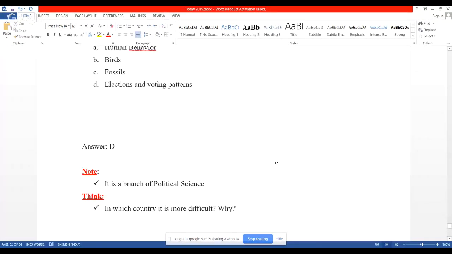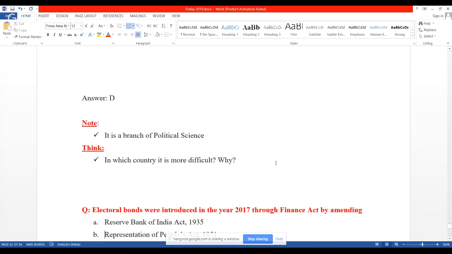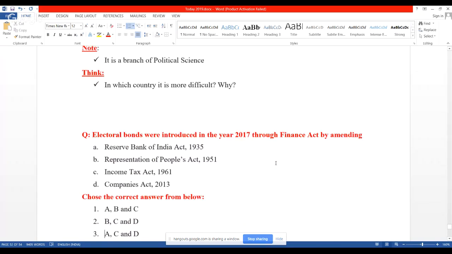In which country is it more difficult, and why? So in countries like India, where we have a larger population, the largest democratic country in the world, there are different needs, requirements, different regions, religions, different aspirations, and obviously finding it out is really a difficult task in countries like India, right? So this is the so-called psephology. Please remember this word. Now, another important one.